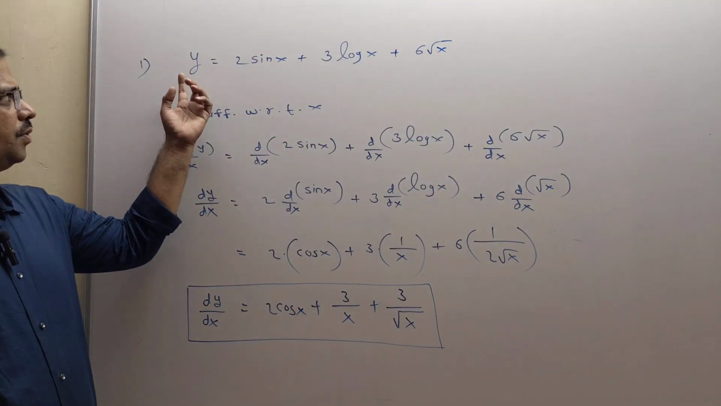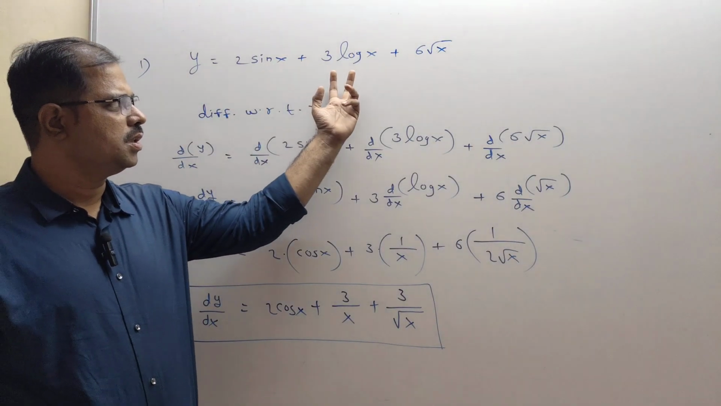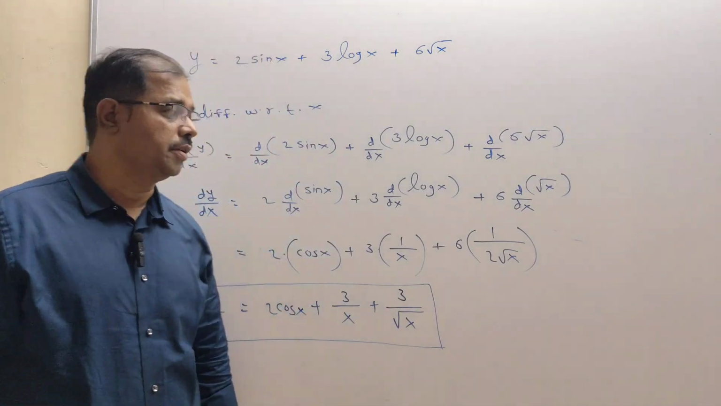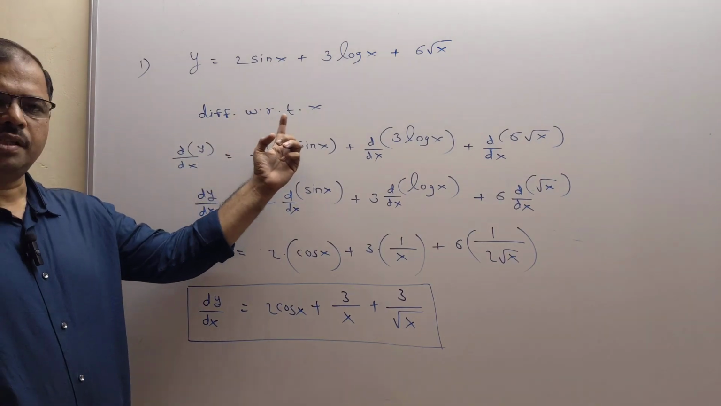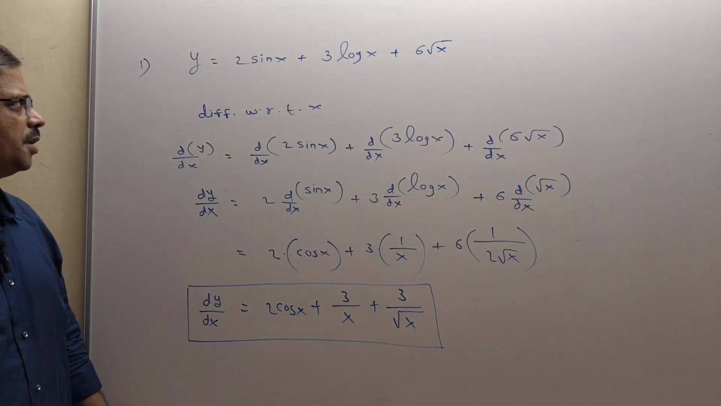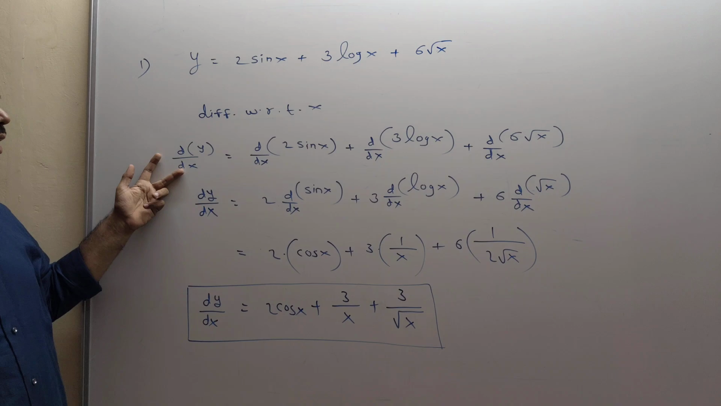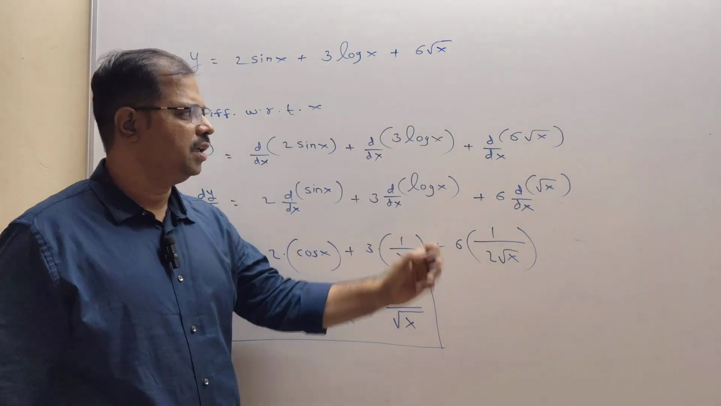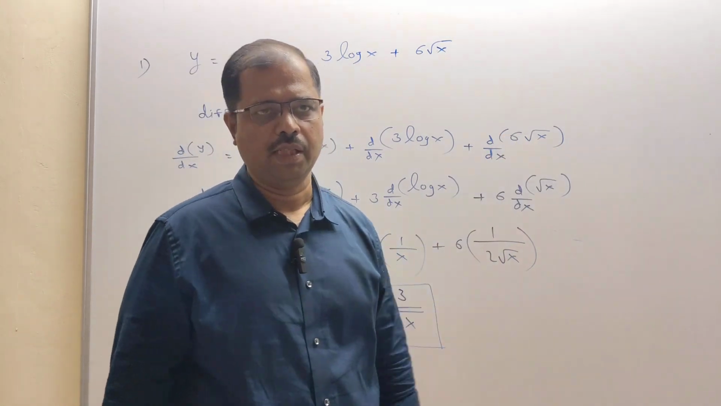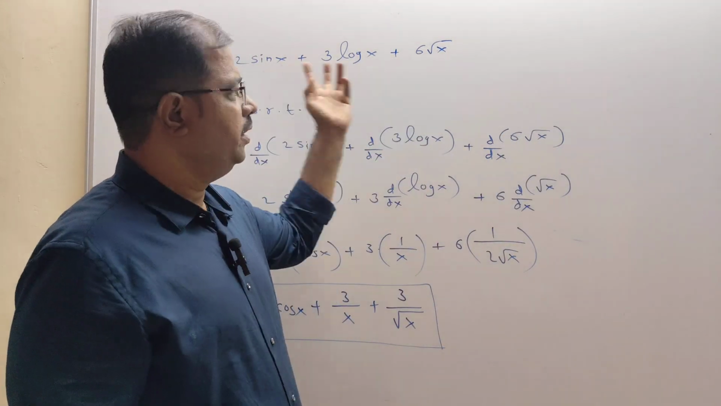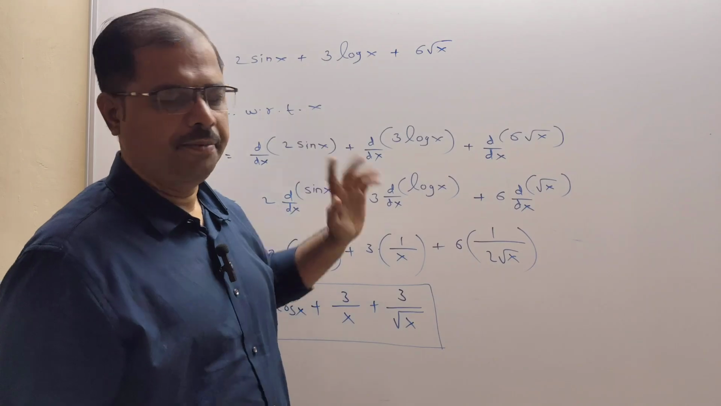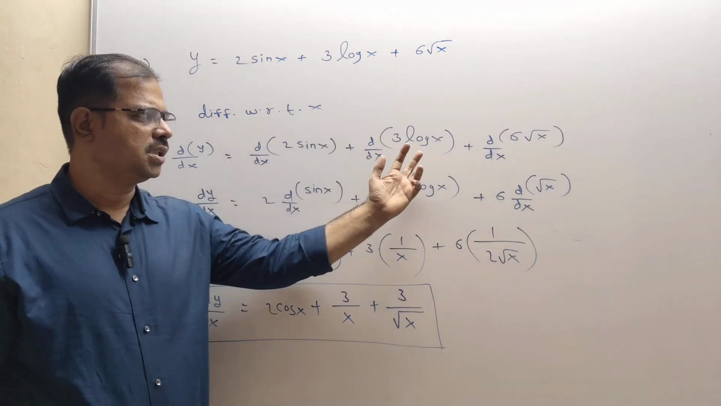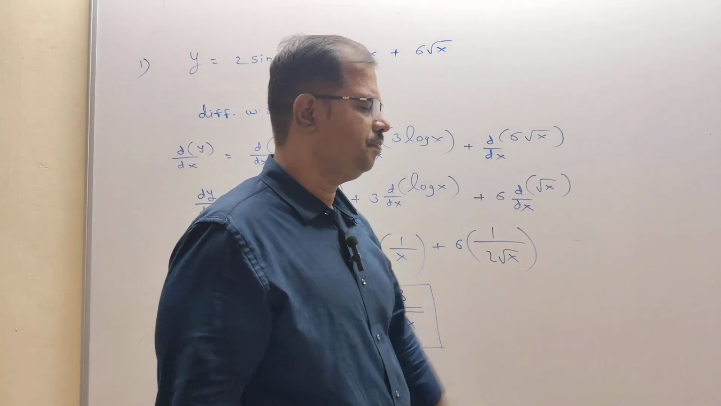In the first question, given y is equal to 2 sin x plus 3 log x plus 6 root x, we have to differentiate the equation with respect to x. d by dx of y is equal to d by dx of 2 sin x plus d by dx of 3 log x plus d by dx of 6 root x. There are three terms. In the three terms, there is addition sign. Derivative is separable in addition. Therefore, d by dx of first term, d by dx of second plus d by dx of third term.